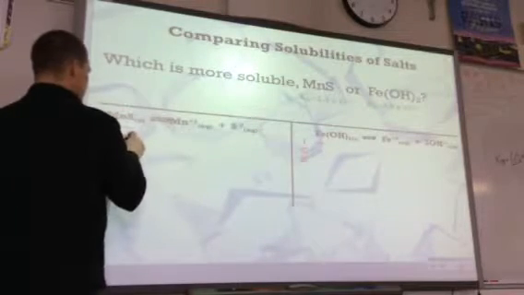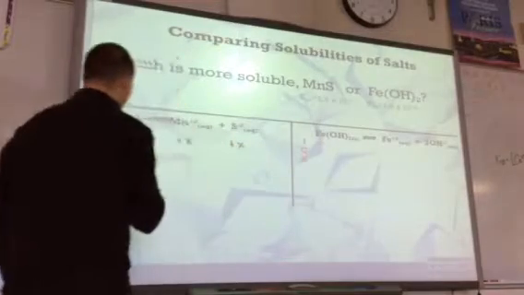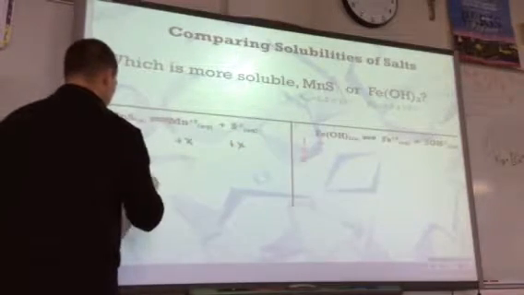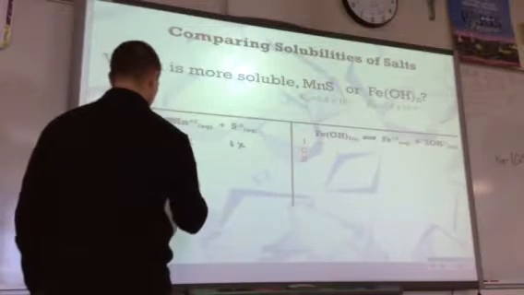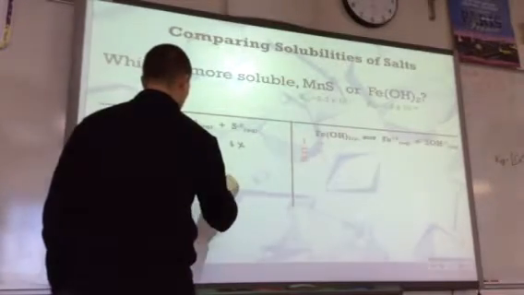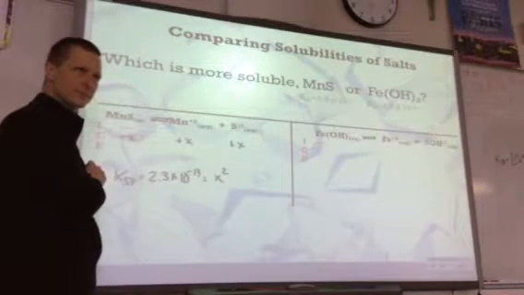Manganese sulfide, when it dissolves, it's going to go down by X. These are going to go up by X. And therefore, the KSP, which is 2.3 times 10 to the negative 13th, equals X squared. So the square root of that would be the solubility. Yes?